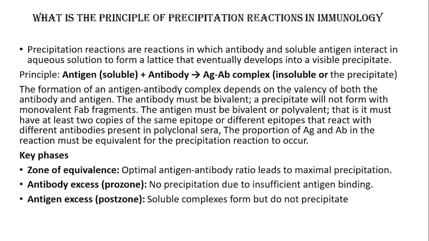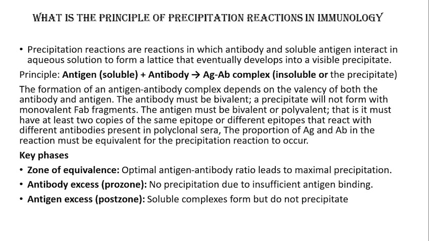So here they said that in case of the imbalance between the antibodies and antigen, the zone of equivalence means the optimum antigen-antibody ratio leading to the maximum precipitation. It means that if there is an equivalence between antigen and antibodies, they will result in the maximum precipitation.